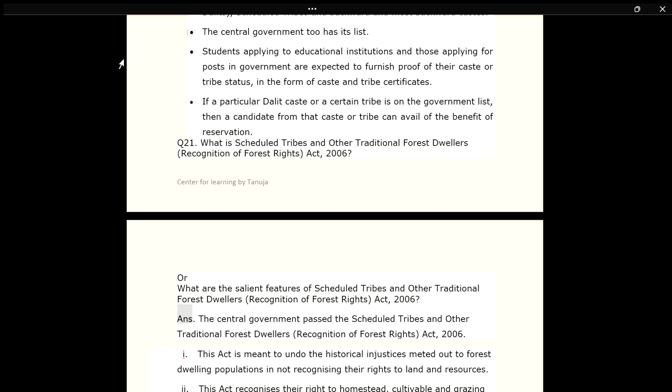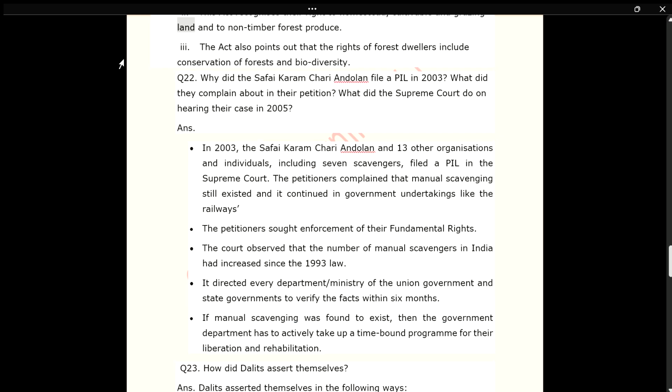2006. Ans. 1. The central government passed the Scheduled Tribes and Other Traditional Forest Dwellers, Recognition of Forest Rights, Act, 2006. This act is meant to undo the historical injustices meted out to forest-dwelling populations in not recognizing their rights to land and resources. 2. This act recognizes their right to homestead, cultivable and grazing land and to non-timber forest produce. 3. The Act also points out that the rights of forest dwellers include conservation of forests and biodiversity.